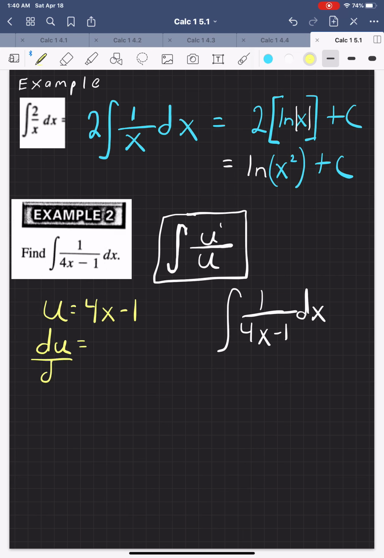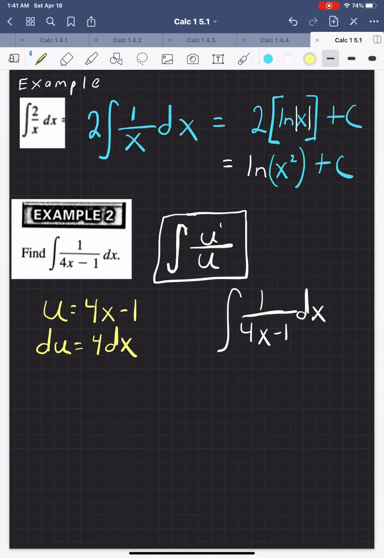And remember, this is du dx, right? So I'm just going to bring the dx to the other side in just a second. Well, if you take the derivative of u with respect to x, we just get 4. The only difference is I'm going to, using this Leibniz notation here, just bring that dx over here. So du is going to be equal to 4 dx.